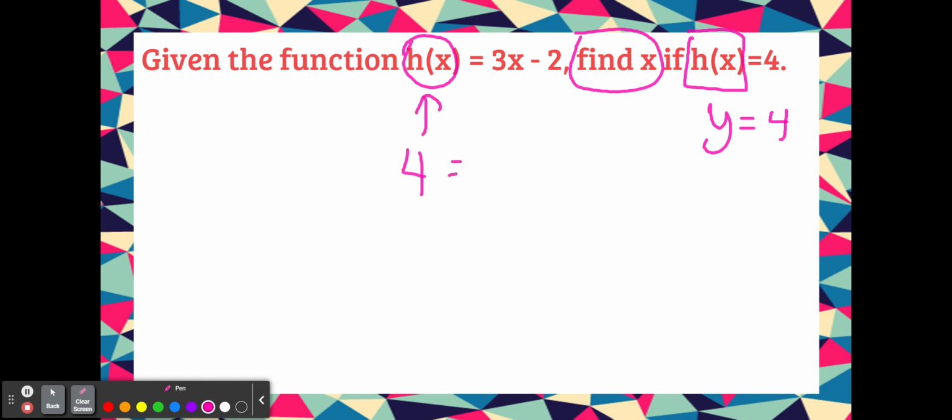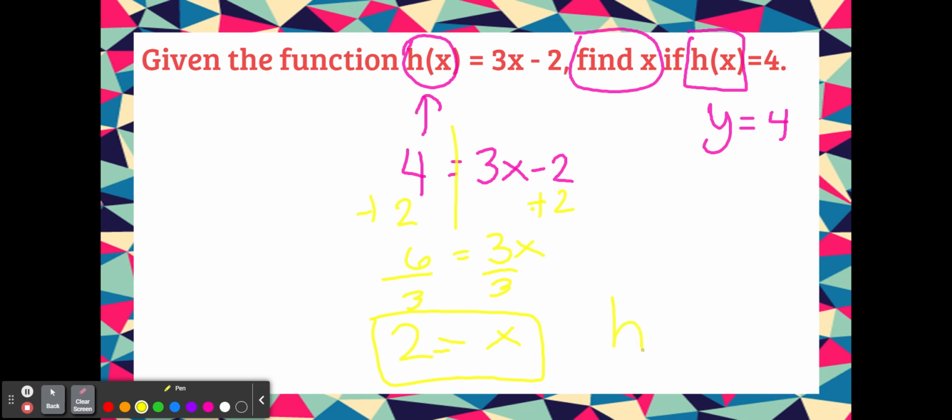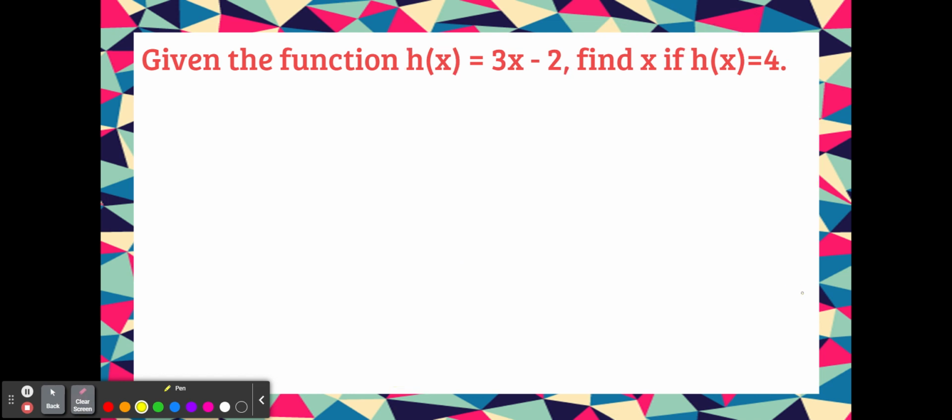So now we have 4 equals 3x minus 2. We're going to go ahead and solve this. We're going to add 2 to both sides. That'll give us 6. We're going to divide by 3 on both sides, and x will be the value of 2. There's our answer, x equals 2. If you want to be very specific, you can say h of 2, well, remember our x value is 2. When we have a function h and we use the x value of 2, our answer is 4, which is what they gave us earlier.